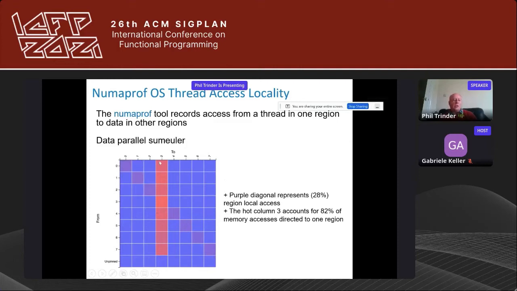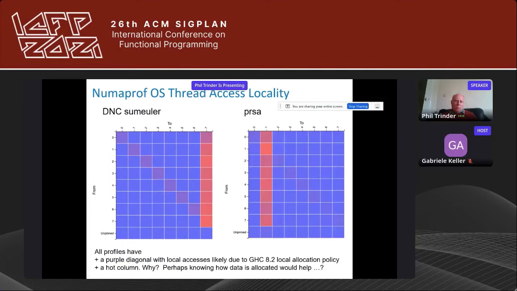Access to remote regions is mostly low, but there's this hot column where lots of threads are accessing region 3 from every other region. If we look at the other benchmarks, we see very similar pictures. So we again have the purple diagonal, local access. That's good. We have a hot column.